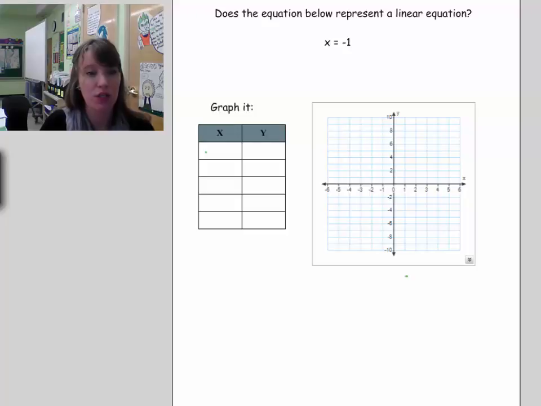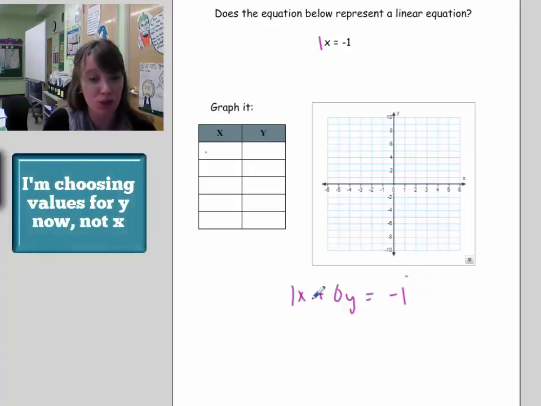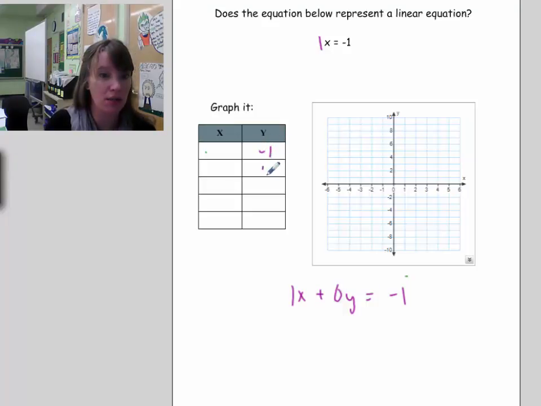Okay, let's go over an equation that looks very similar to the one that we just did, except it has x is equal to -1. So again, I could force this to be in the standard form by putting 1 as a coefficient to x. So I have 1x plus 0y is equal to -1. Now in this case, we have to choose some values for y, because I'm going to be determining the values for x here. So here, let's choose -1 for y, 0, 1, 2, and 3.